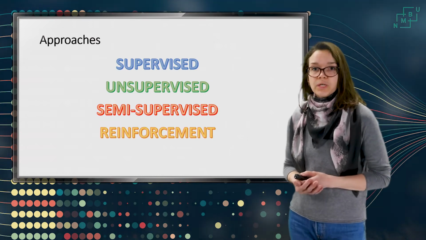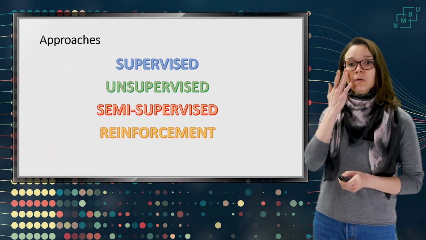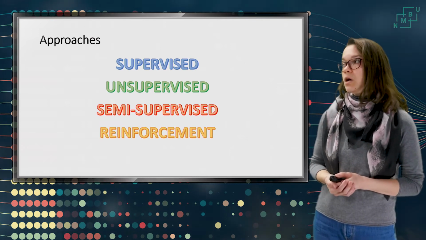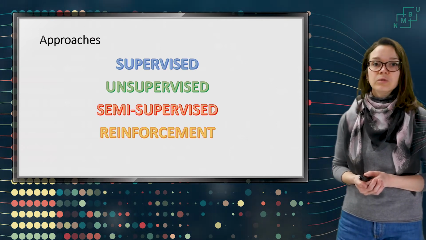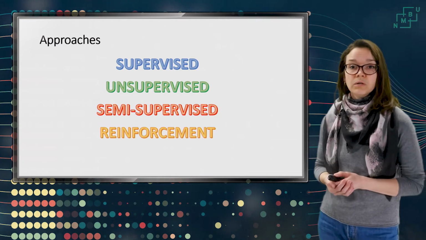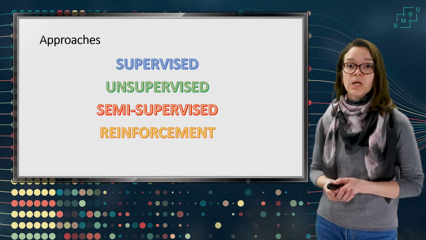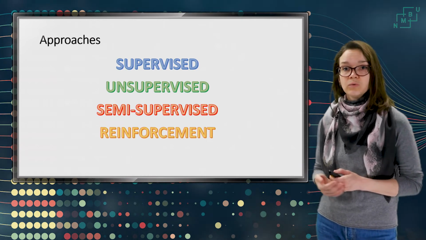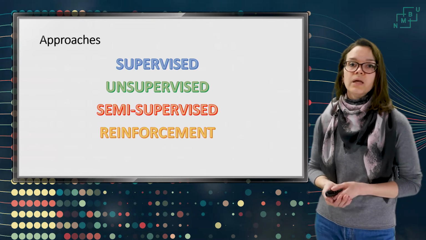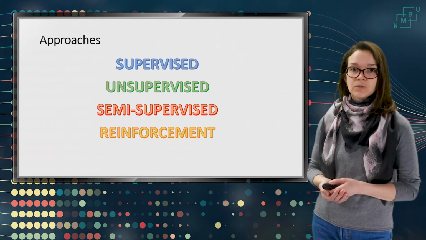Machine learning approaches can be divided into 4 categories to do these tasks, depending on the nature of the signal or feedback available to the learning system. There are so-called supervised learning tasks. This is when the computer is presented with example inputs and their desired outputs given by a teacher. And the goal is to learn a general rule that maps inputs to outputs.